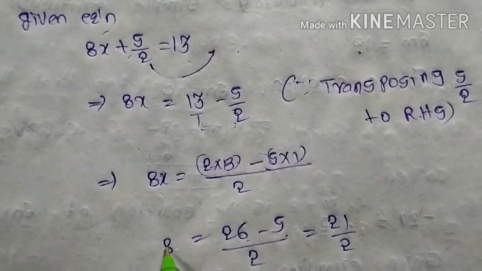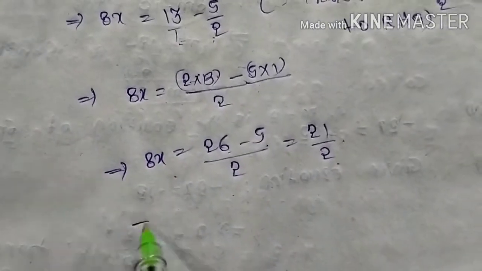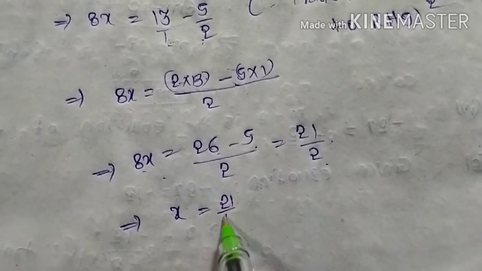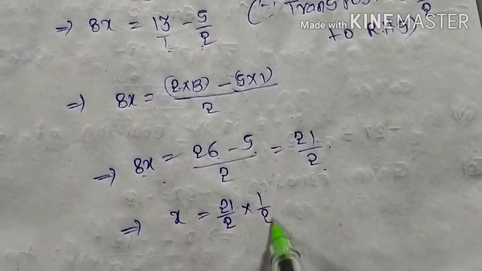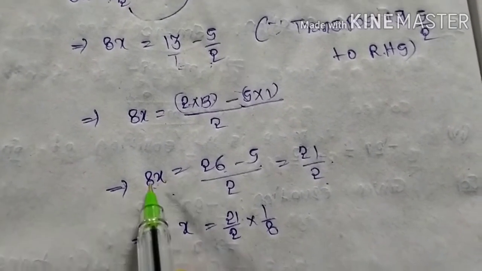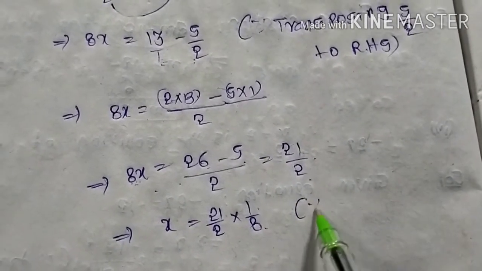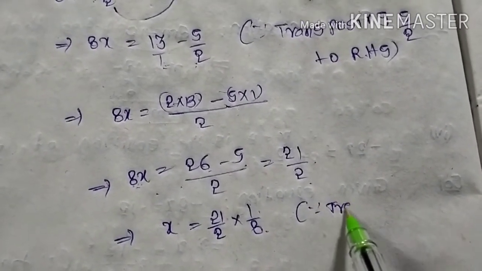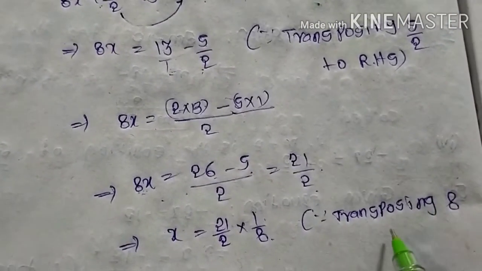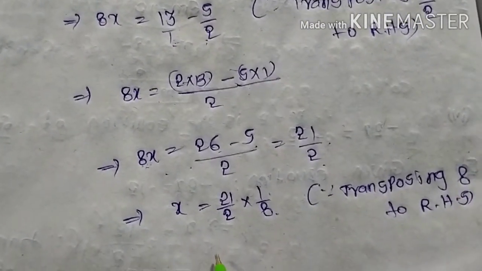Here how much it is? 8x. See here 8x is equal to 21 by 2. That means can I transpose 8 to RHS? Yes or no? That means can I write here x is equal to 21 by 2 into 1 by 8. Why? Because see, 8 is doing here multiplication or not. If I am transposing 8 to RHS, it will become division or not. So that I am writing 1 by 8. In the brackets, you can write here transposing 8 to RHS.